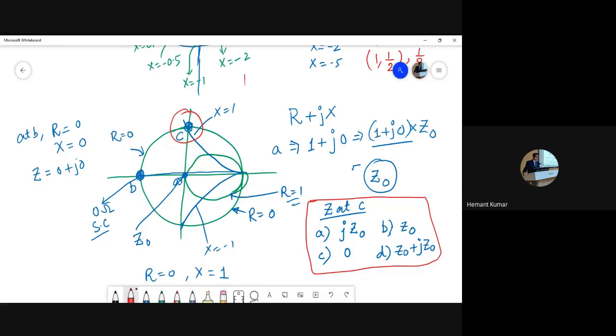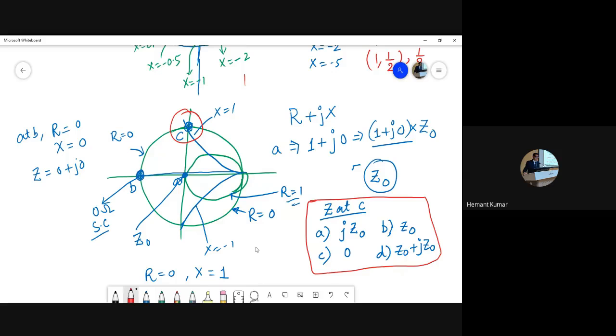This is very important. You may see this type of question, a 1 mark question, and very simple. You just need 5 to 10 seconds. You just need to think, nothing else. First you need to calculate the value of R, then calculate the value of X, and then multiply it with Z naught, nothing else.